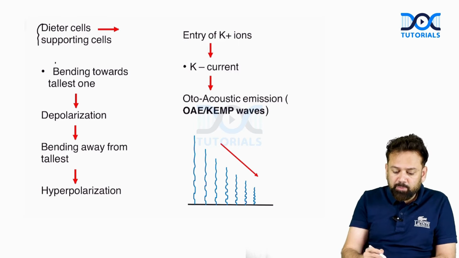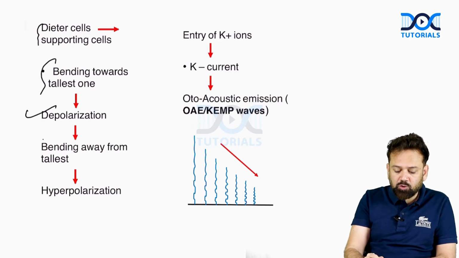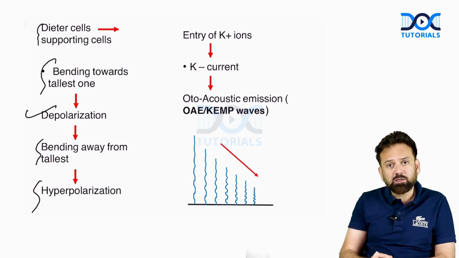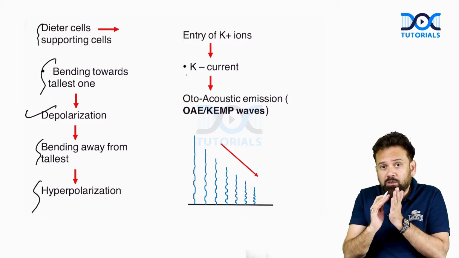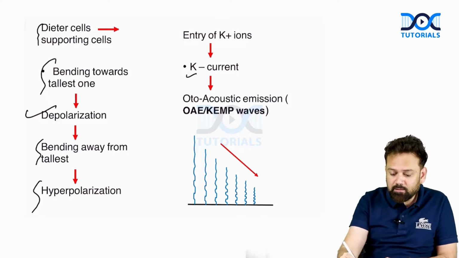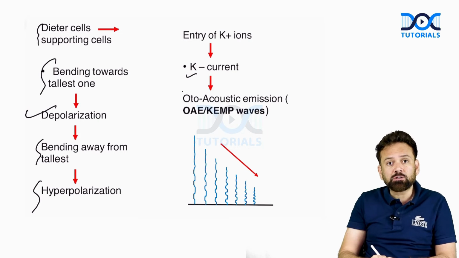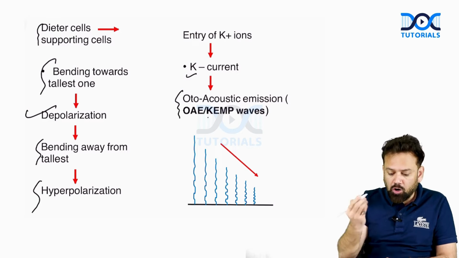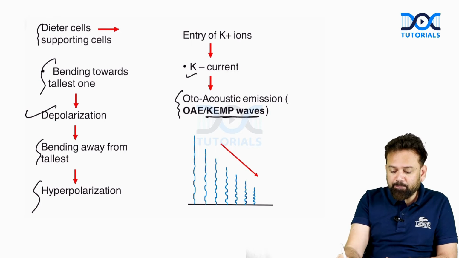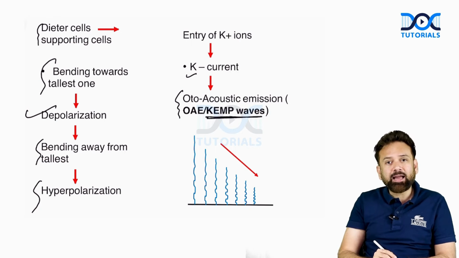Okay. Now bending towards the tallest causes depolarization, away from the tallest causes hyperpolarization. We know that. And when they bend towards the tallest, why will there be depolarization? Because potassium will enter, and this entry of potassium will cause depolarization. And what is this called? Repeat MCQ in your exam. What is that called? Otoacoustic emission, or simply they are called Kemp wave. They are called Kemp wave.